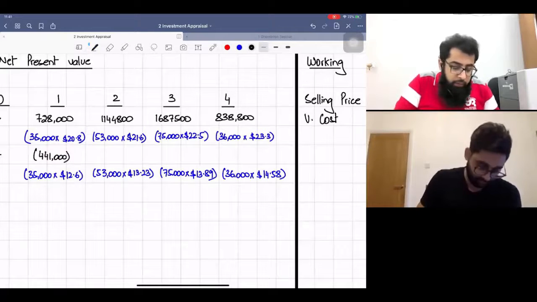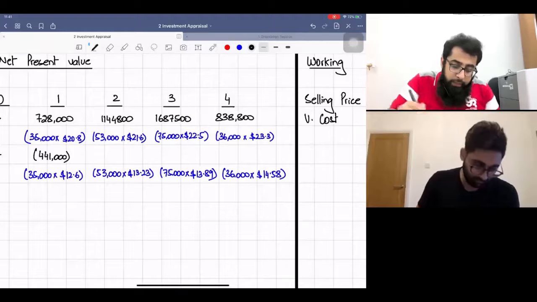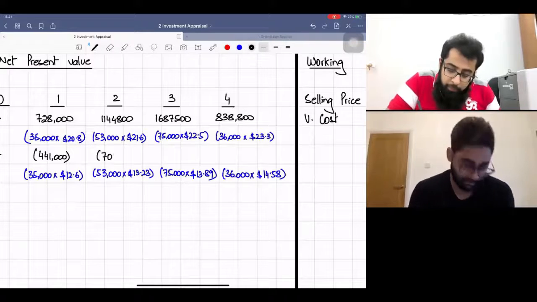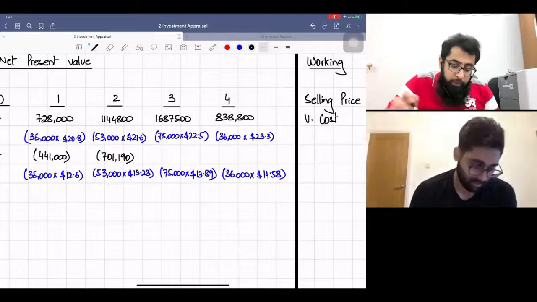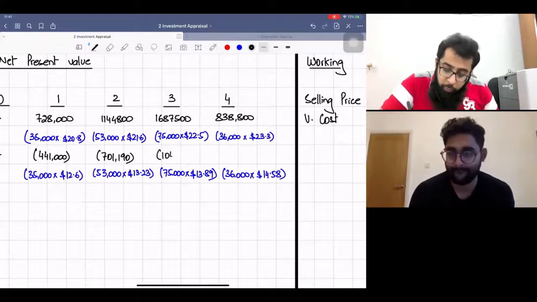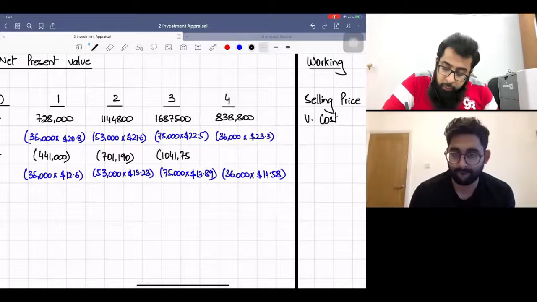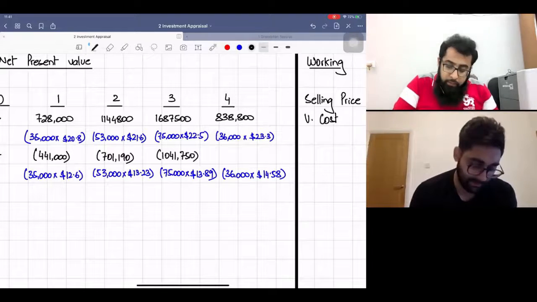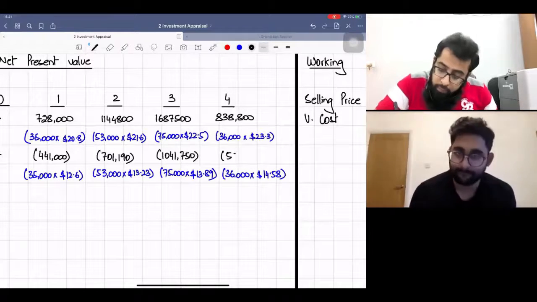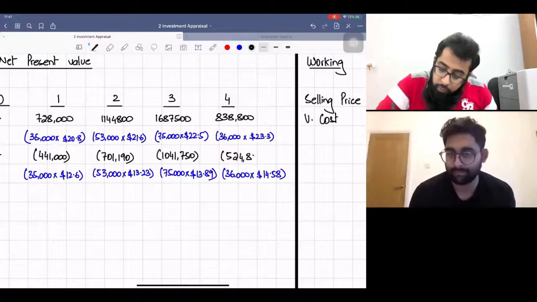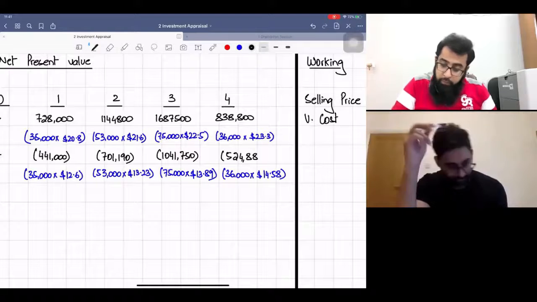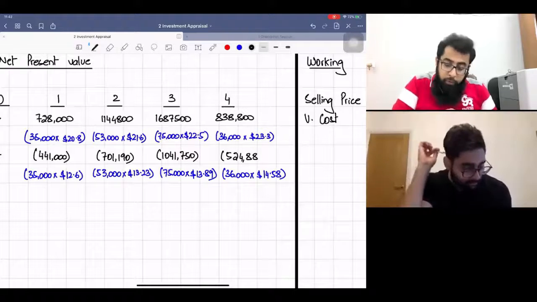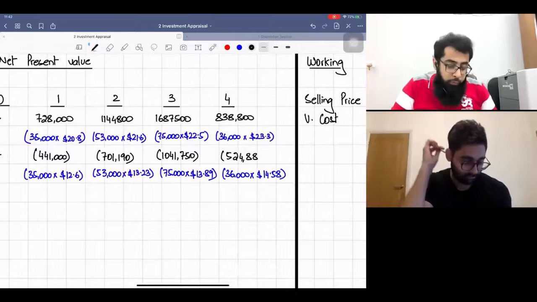Then 53,000 into 13.23, it's 701,190. 75,000 into 13.89, it's 1041750. And the last one is 36,000 into 14.58. It's 524,880.